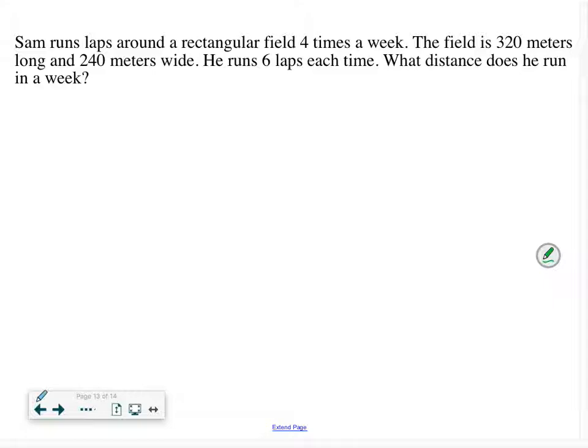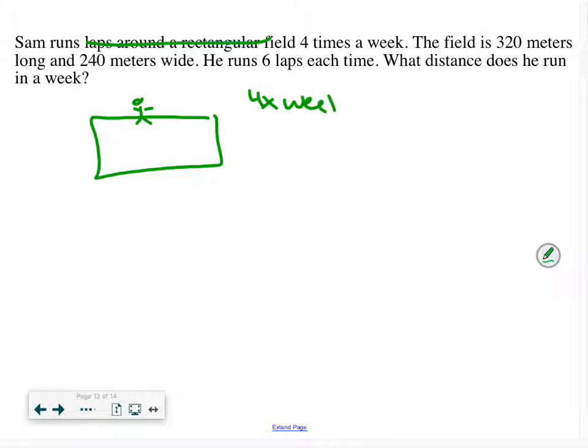Well, okay, so I'm going to stop. I've got this guy, Sam, and he's running laps around a rectangular field. So that's what I'm going to draw. A rectangle. Well, that doesn't really look like a track. Cool. Got it? And I'm going to draw, there's Sam. He is running it 4 times a week. I'm just going to write that right there so I don't forget it.